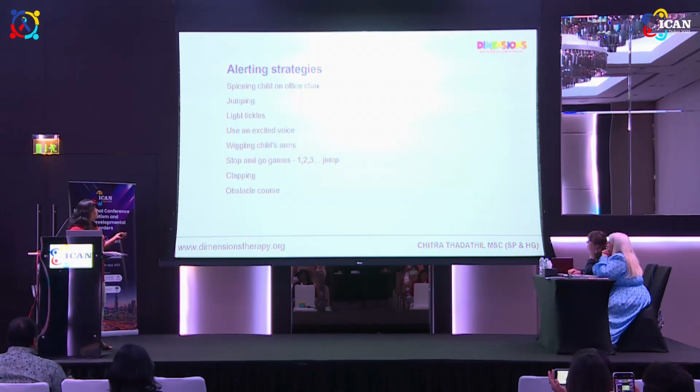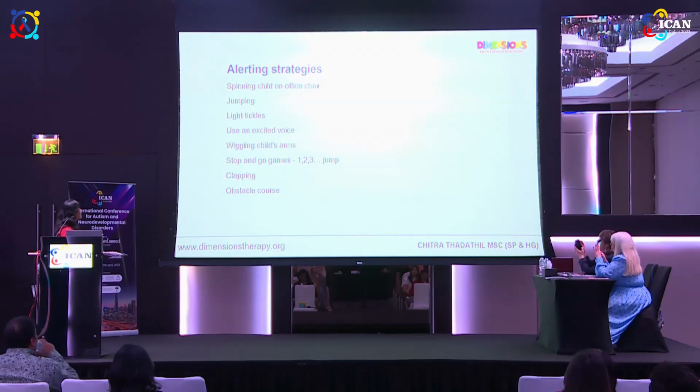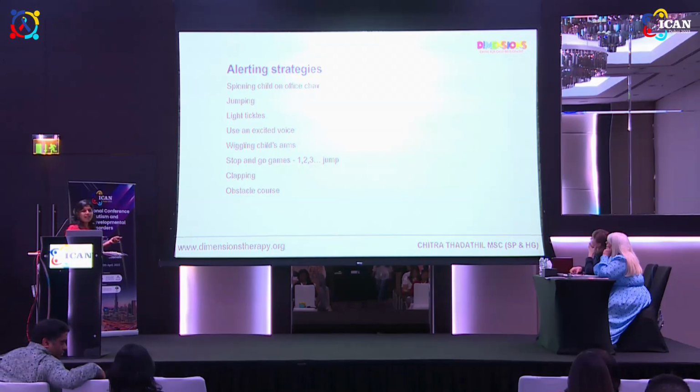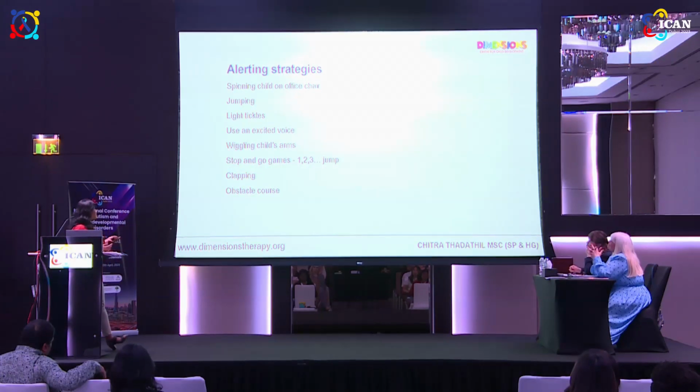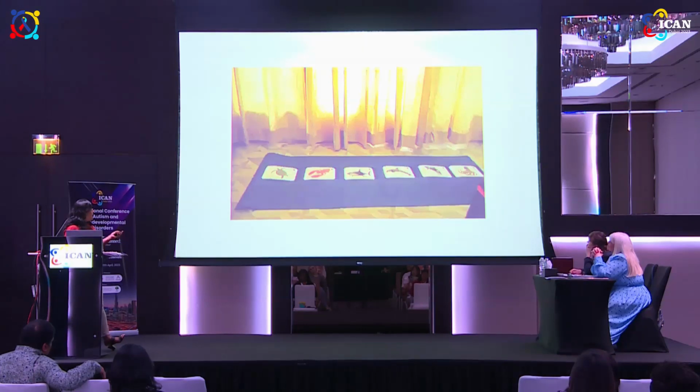These are calming strategies. Alerting strategies are spinning the child in an office chair, jumping, light tickles, just tickling games that we play in the sessions. Wiggling child's arms, stop and go games. How many of you have played it as a kid? 1, 2, 3, jump. You play that, right? These are all alerting strategies you can use in your sessions. Clapping and obstacle course.